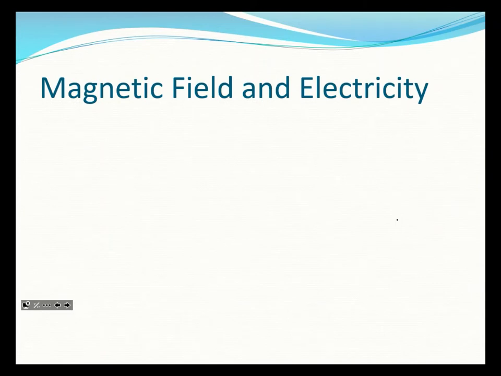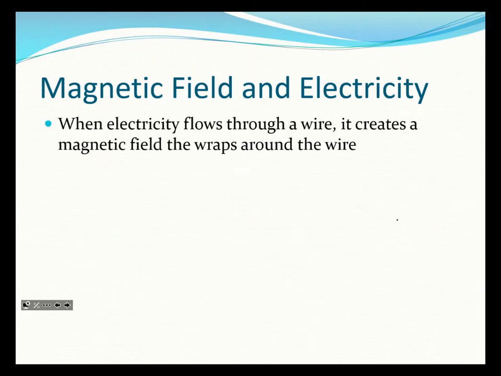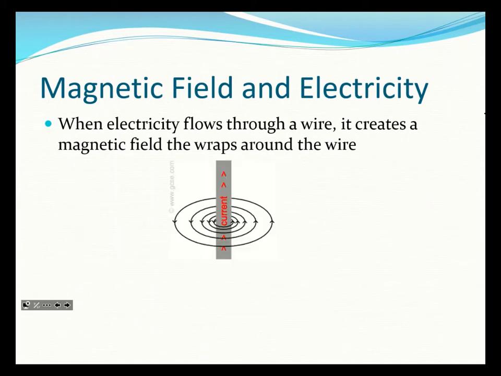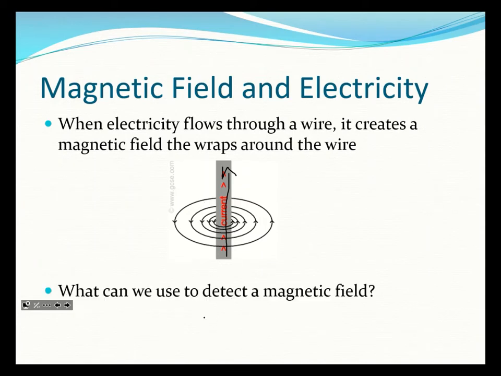Okay, so when electricity flows through a wire, it creates a magnetic field that wraps around the wire. So electricity can actually create a magnetic field, right? So if I send current through this wire, there's a magnetic field that wraps around it. And what can we use to detect a magnetic field? Well, we can use a compass. So if I stick a compass in here, it'll point that way. And if I stick a compass in here, it'll point that way. The compass will show that this wraps around like that.